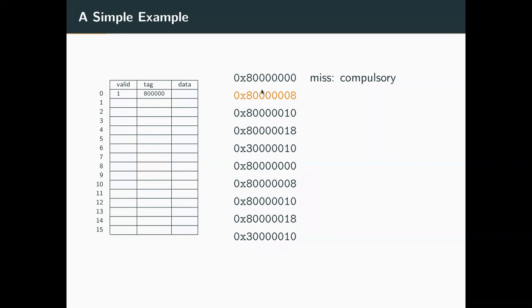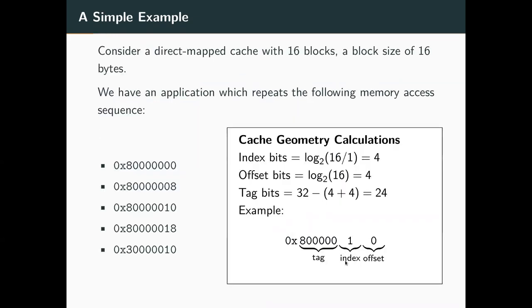Okay, so let's go on to this one. Is this going to be a miss or a hit? This is the first question to ask. Miss? Who votes miss? One. Who votes hit? Yeah, so it's a hit, because this is the index. It's index 0. It's the same index as this one. We go back to the geometry calculations. We always just look at this second-from-the-right hex digit to determine which index we're at.